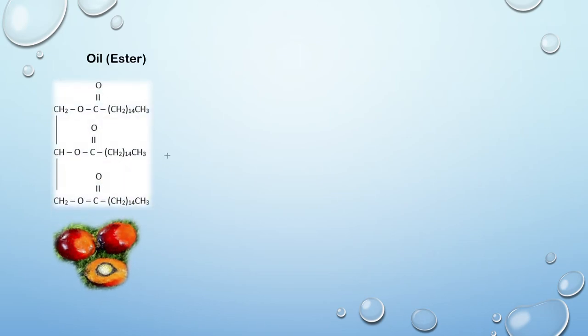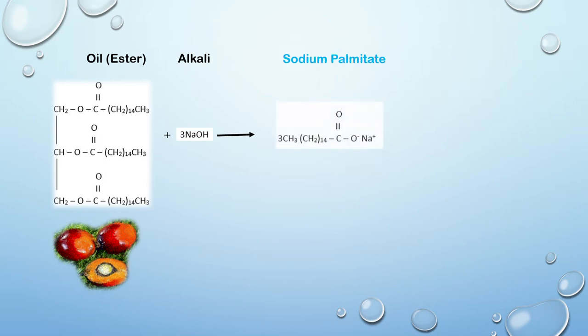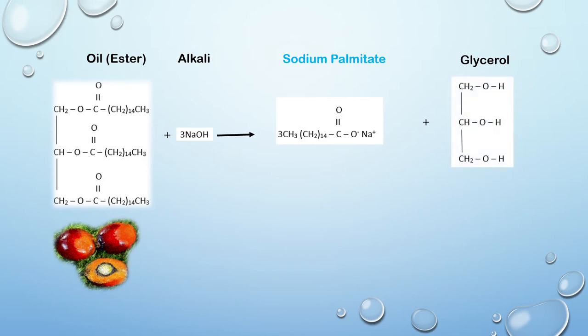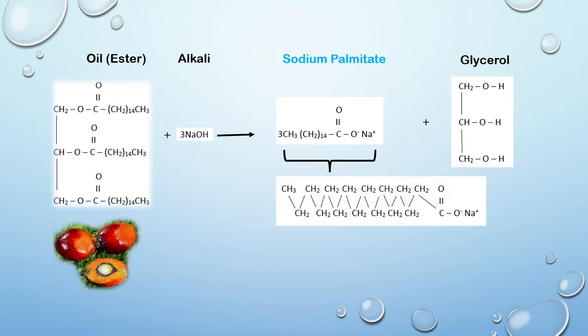The saponification reaction is represented by the following word and chemical equation. Esters from the palm oil boiled with alkaline sodium hydroxide produce soap called sodium palmitate, and the byproduct produced is glycerol. Notice that sodium palmitate has a long chain of alkyl group which can be represented by R.